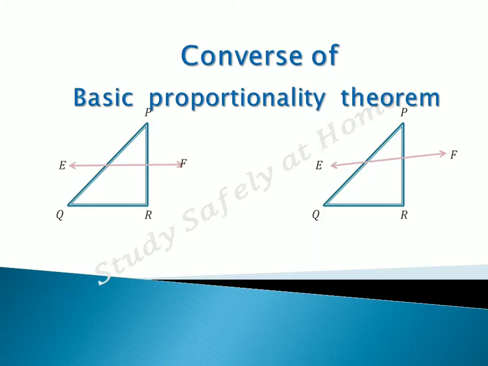Converse of basic proportionality theorem, you know very well. When a line is drawn parallel to a side of a triangle, it divides the other two sides proportionately. If a line divides the other two sides of a triangle proportionately, then it is parallel to the third side. We have to check whether the line EF is parallel to QR or not.